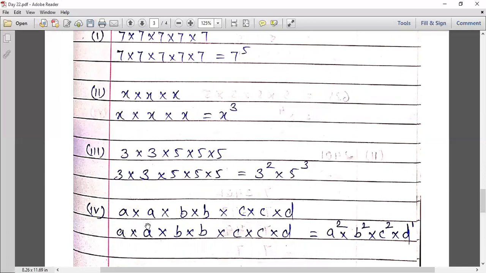Part 4. It consists of A, B, C and D. A is repeated 2 times. You'll have A raised to 2. B is repeated 2 times multiplied by B raised to 2. C is repeated 2 times multiplied by C raised to 2. D is written once, so you can write it as D or D raised to 1.